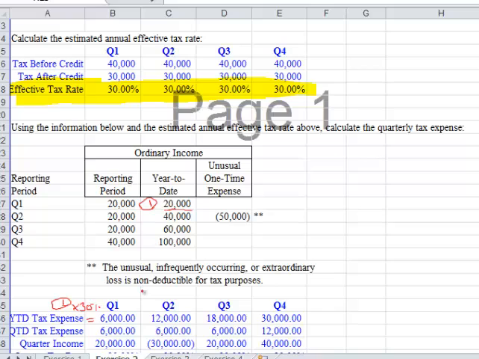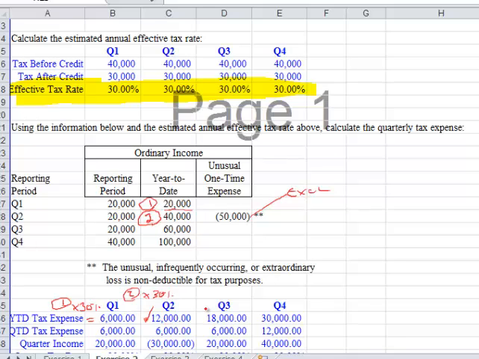For Q2, we're going to take our ordinary income. We are going to exclude this, right? This $40,000 of income excludes this $50,000 one-time loss. We're going to take $40,000, multiply it by our annual effective tax rate, excluding one-time items, and that will get us $12,000. So that's our 6-month provision, excluding the effect of one-time items.